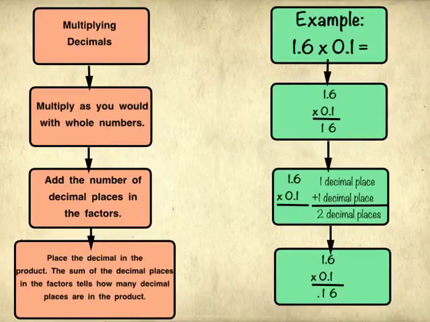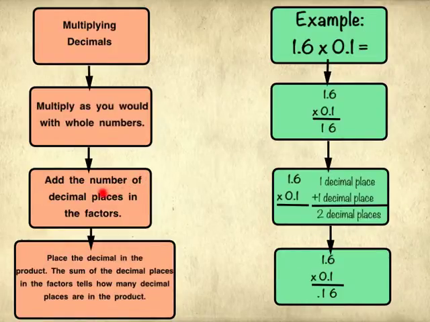Now I'm going to teach you how to multiply decimals. Step 1, you multiply as you would with whole numbers. Let's take for example 1.6 times 0.1, 1 6/10 times 1/10. Don't worry about the decimal places, just multiply like you normally would. So you would multiply 16 times 1, which will give you 16.